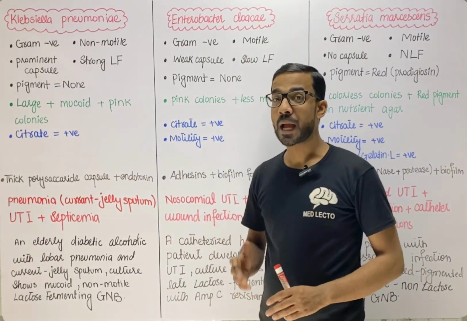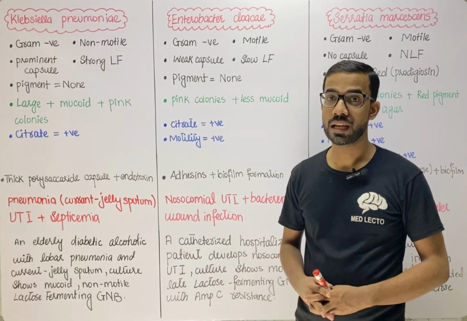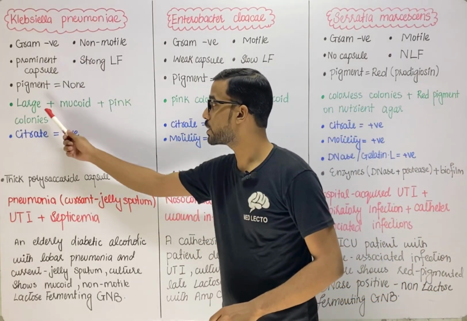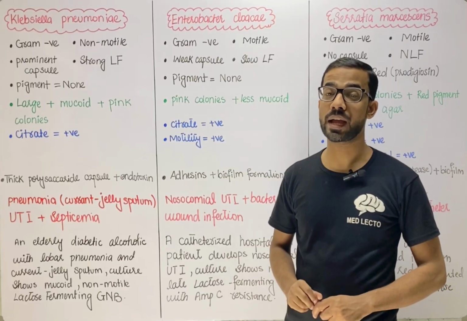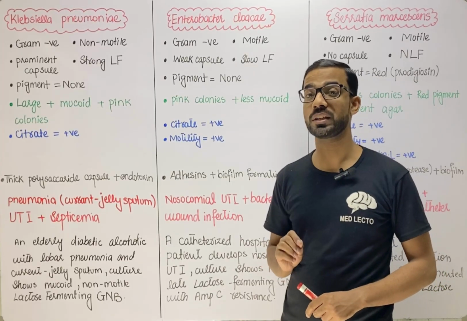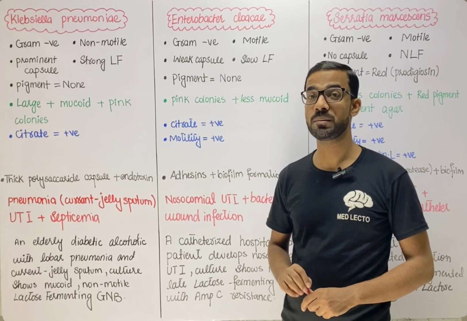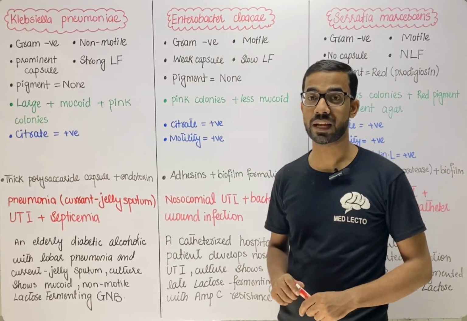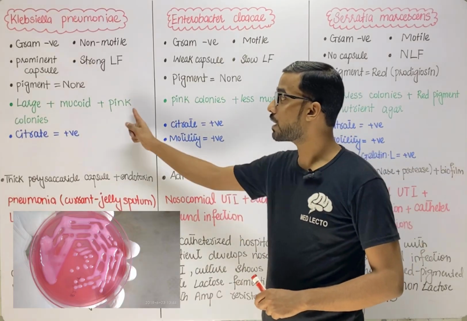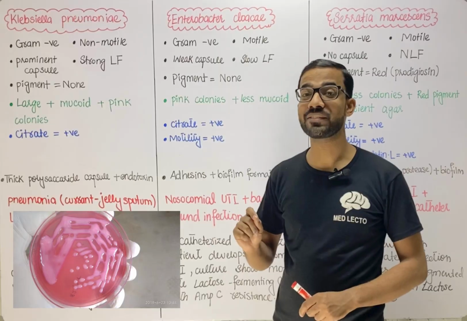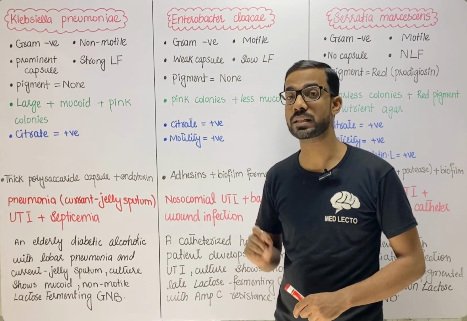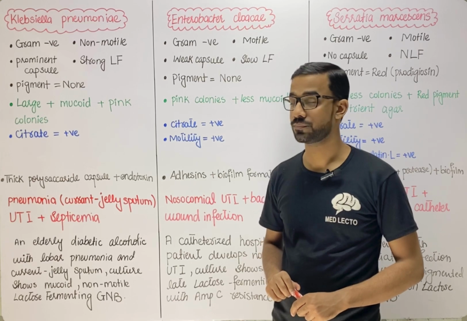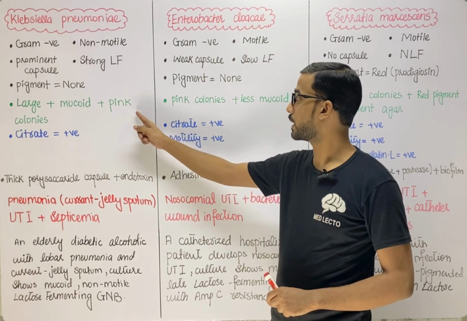what type of colonies will you see in the KP? You will see large mucoid and pink colonies on the MacConkey agar. On the MacConkey agar, you will see mostly growth of gram-negative bacteria. Pink colonies mean that this bacteria will ferment the lactose that is present in the MacConkey agar, so it will look pink in color.